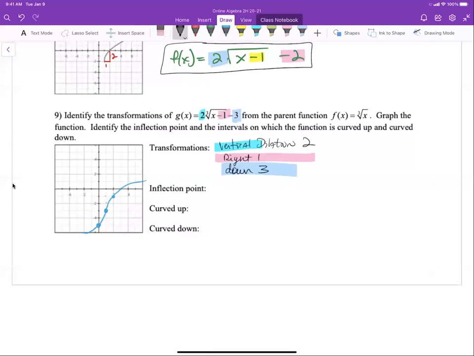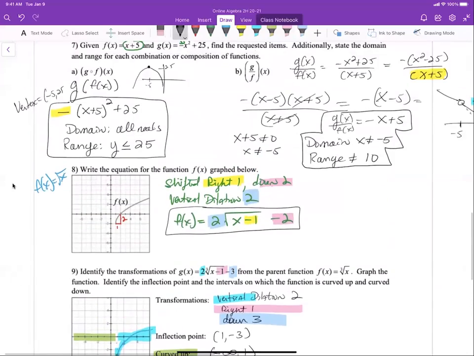Okay, so what's my inflection point? My inflection point is 1, negative 3. What sections are curved up? That's all the values up to that inflection point. So here's where it's curving up, right? That will be from negative infinity all the way up until positive 1. And then curved down is all of these values, because this is where it curves down. Curved down will be from 1 all the way to positive infinity. Okay, I hope this makes sense.